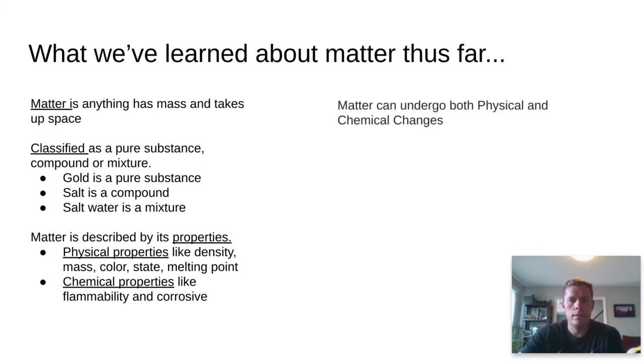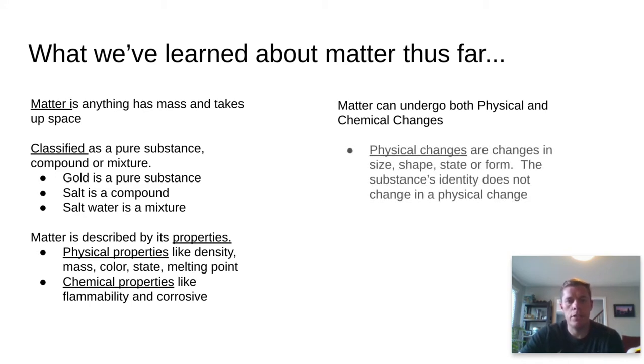We then discussed how we can observe changes in matter, how it can undergo a physical or a chemical change. Physical changes are just changes in size, shape, state, or form. So for example, when an ice cube melts into a liquid, it goes through a physical change. The reason why it's physical is because the substance's identity does not change at all. It's still water, even though it's in liquid form now. You can fold something, paint something, break something. If the identity is still the same, it's going to be a physical change.